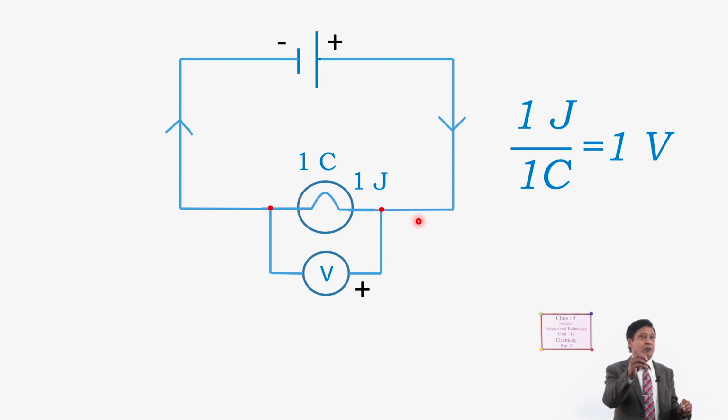Okay, I told you about potential difference and 1 volt potential difference. Now let's talk about current, because we are going to establish the relationship between the potential difference and current. So we must know what is current and what is 1 ampere current, then only we will be able to establish the relationship between the potential difference and current.